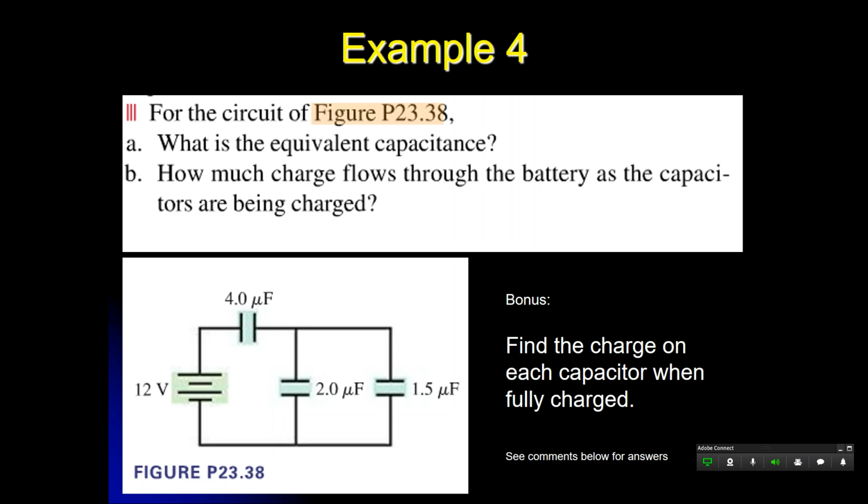That's the thing, because they're in series, right? So technically, the charge of this one should be the same charge as this, right? Exactly. Okay, so if the charge of the first one is 48, why would it be 48? No?